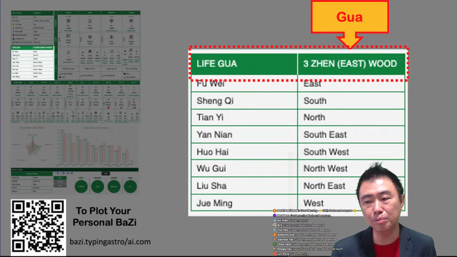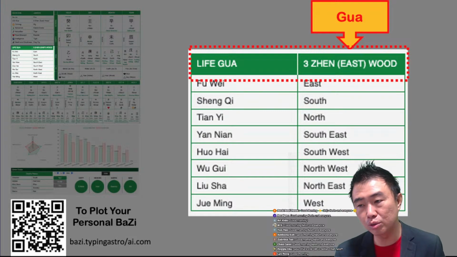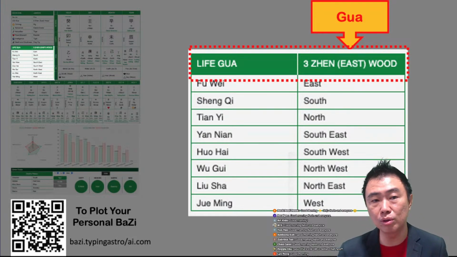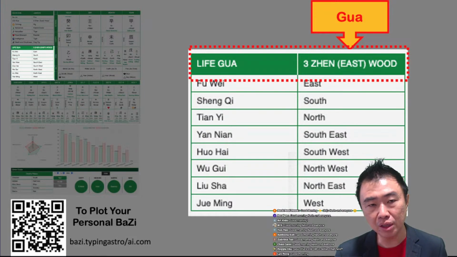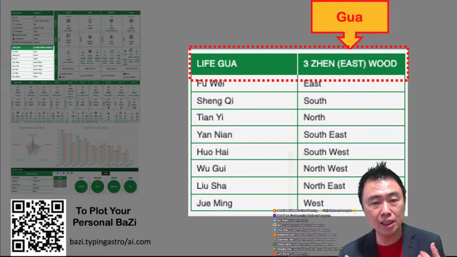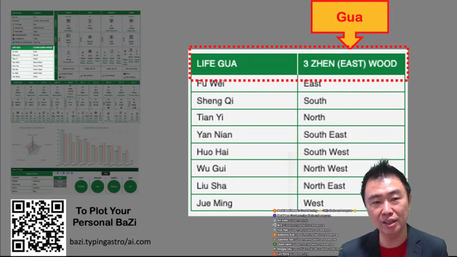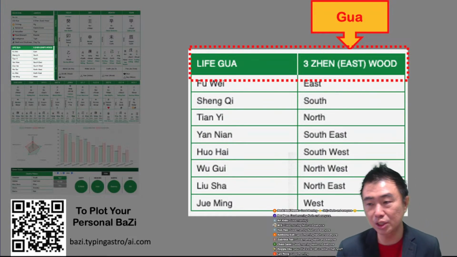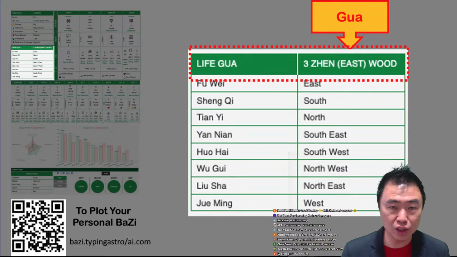For this particular person, his life gua is star number 3, which is Zhen Gua. This has nothing to do with the actual number 3. Please don't think that because your life gua is number 3, number 3 is your lucky number. Sorry, it doesn't work that way. Please separate the actual number from this one. The number is just a representation. Later, I will show you a bit. By the way, this one won't change over your lifetime, so you just have to remember it once.